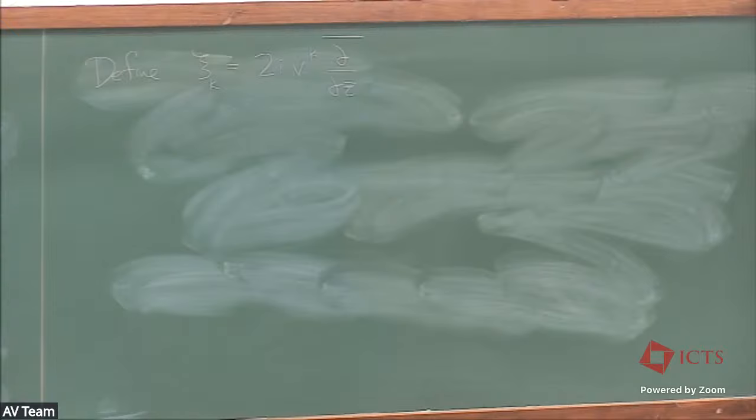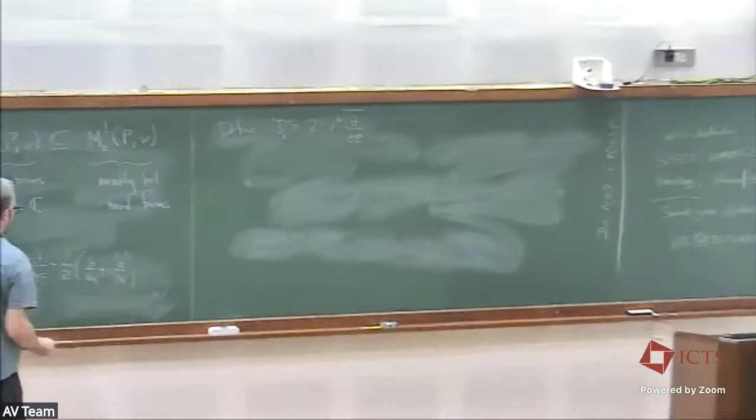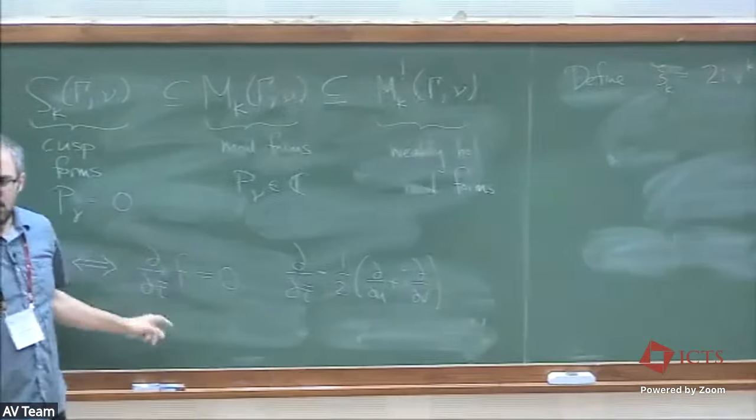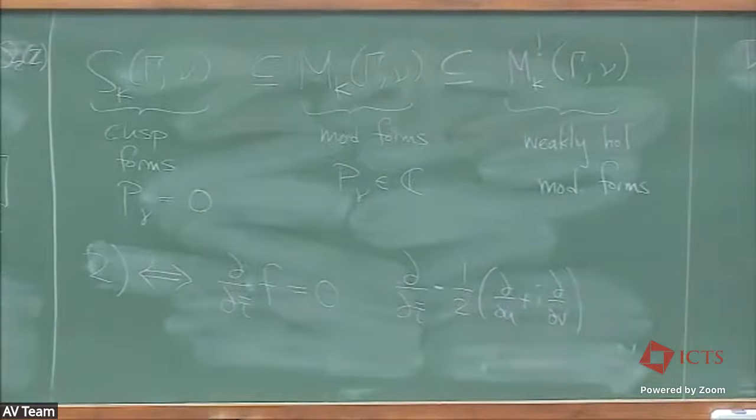Yes. Yeah, so if you write down, let me just write down the definition of, yeah, so d tau bar is, I always get this wrong unless I look at it. 1/2 (d/du plus i d/dv). And so this is the Cauchy-Riemann equations. So yeah.